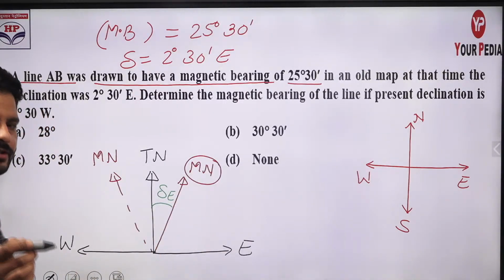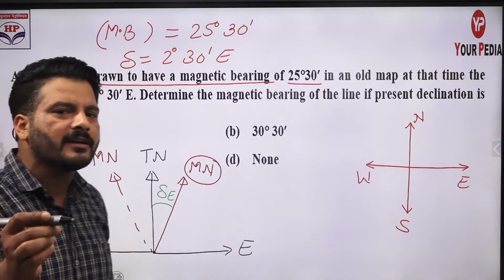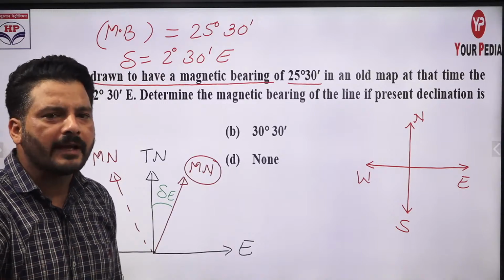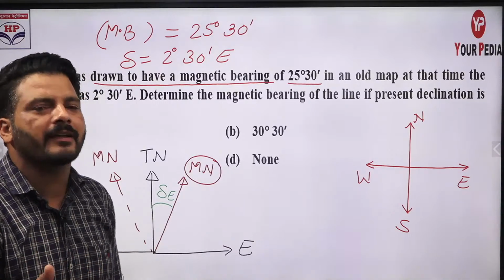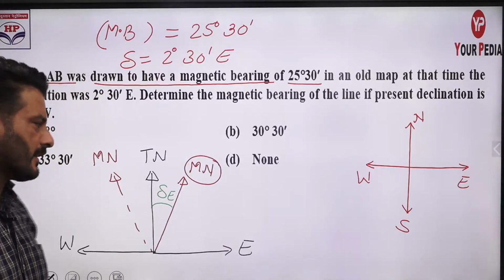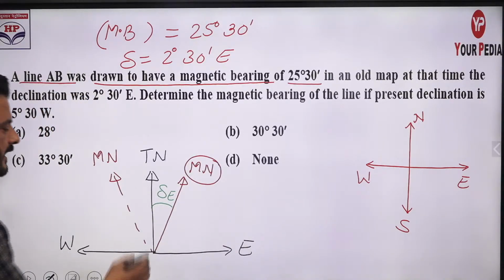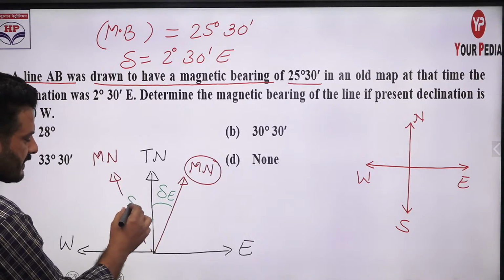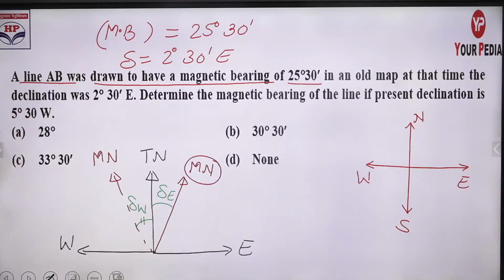So what is declination, guys? Declination is the angle between the true meridian and the magnetic meridian. Which angle? Horizontal angle or vertical angle? Of course, this is your horizontal angle. Declination is the horizontal angle between the true meridian and the magnetic meridian. So definitely this will be your western declination. Fine. So now let us move to the question.